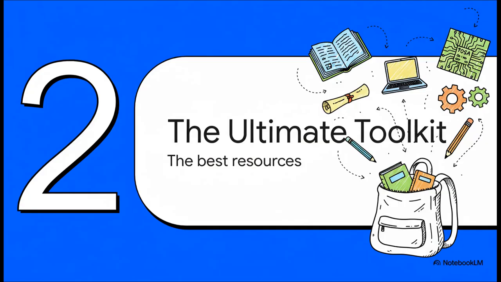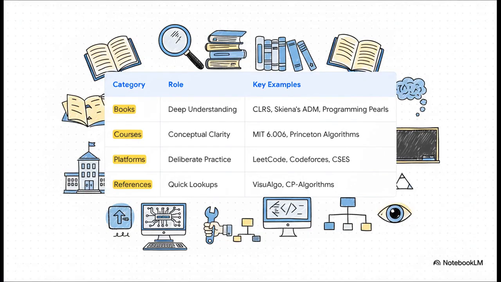So, before we can start packing, we need to know what items are even available. Let's take a look at a curated toolkit of some of the best resources you can put into your study knapsack. A smart plan uses a mix of resources, and each one has a very specific job. Think of it like this. Books like the classic CLRS or Skiena's Algorithm Design Manual, those are for deep, foundational understanding. Then you have courses from places like MIT or Princeton, which offer fantastic conceptual clarity. Platforms like LeetCode and Codeforces are where you get your hands dirty with deliberate practice. And finally, references like VisuAlgo are perfect for those quick lookups when you just need to build some intuition. A truly great plan balances all of these.